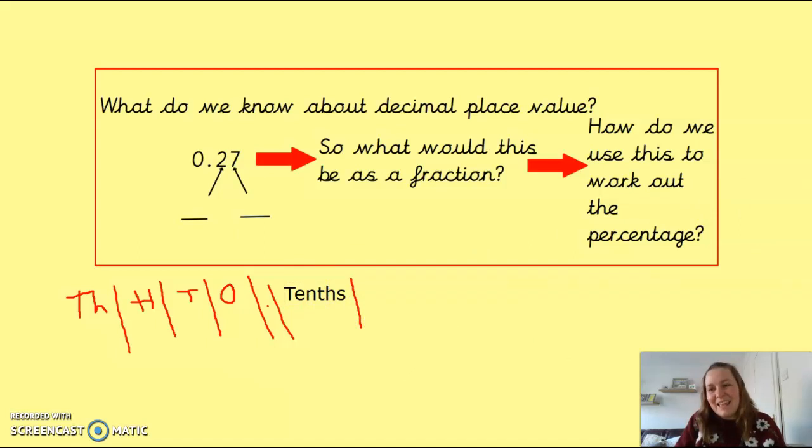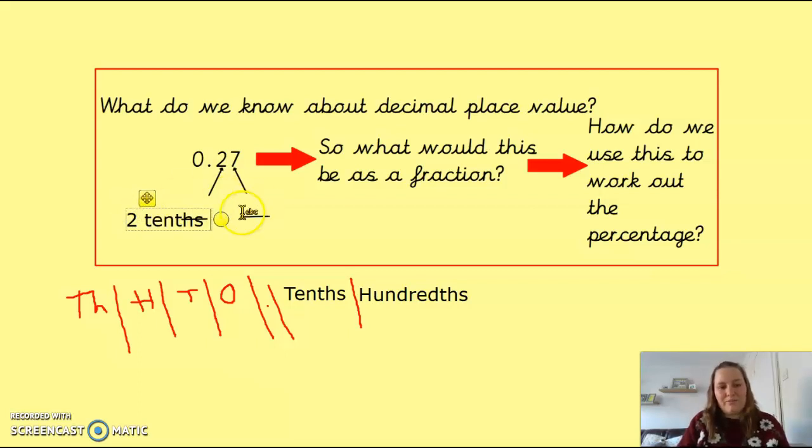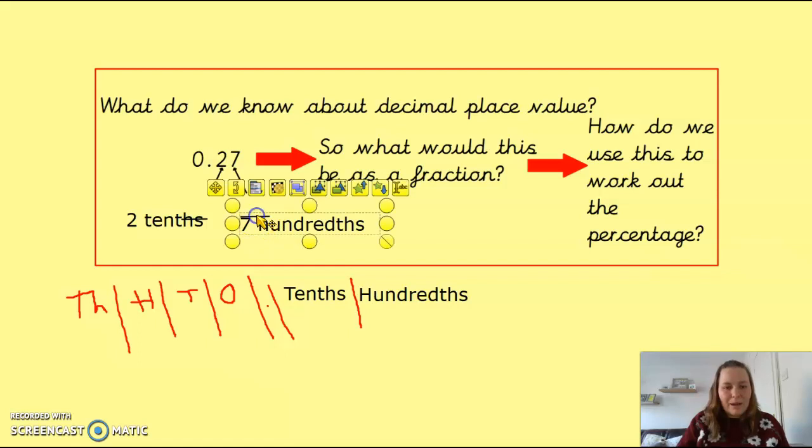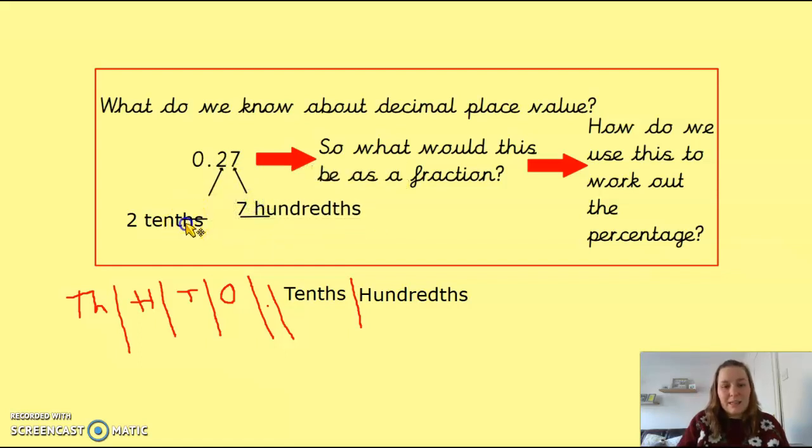So tenths, and then hundredths. And then if we went on, we'd have thousandths. So this number, 0.27, has 2 tenths and 7 hundredths. Now, I can think about how I can write these as a fraction. So 2 tenths could be written as 2 over 10. 7 hundredths could be written as 7 over 100.